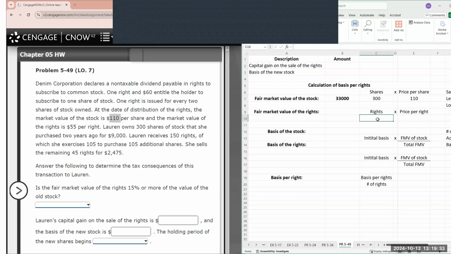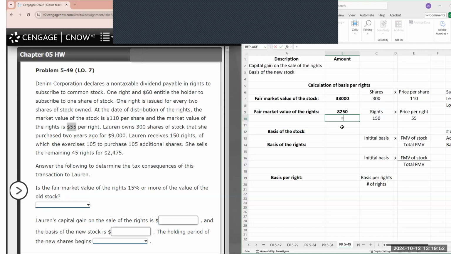And then the fair market value of the rights are as follows. The number of rights, 150 rights per problem. And it lets us know that the price per right is $50 per share. So 150 rights multiplied by $50 per share.